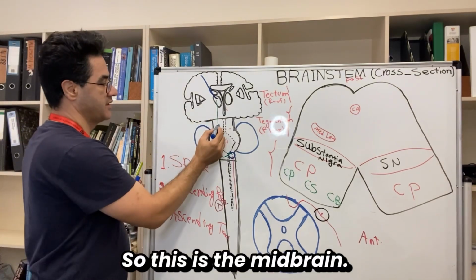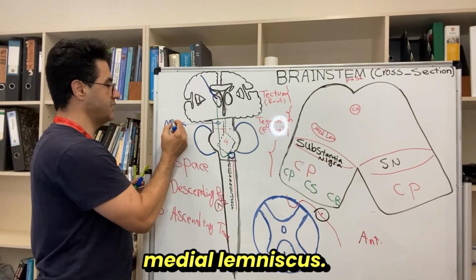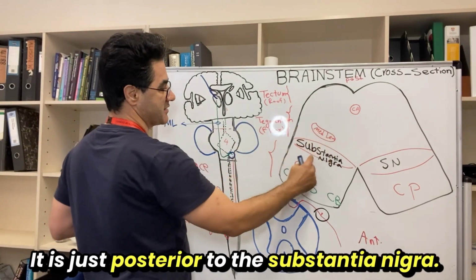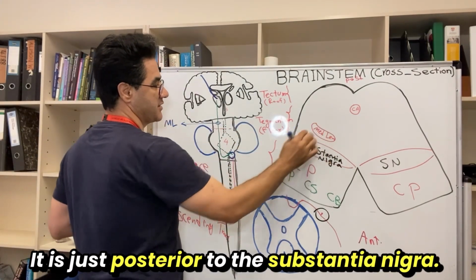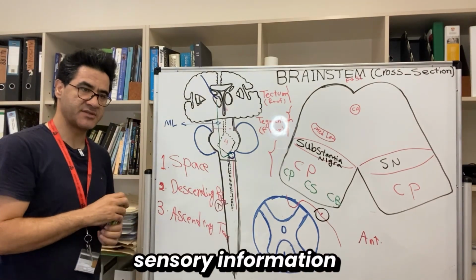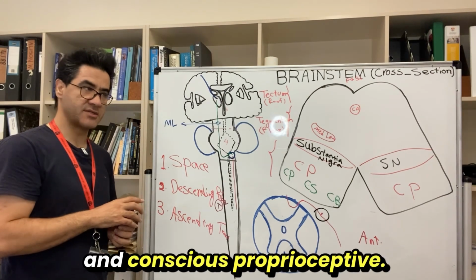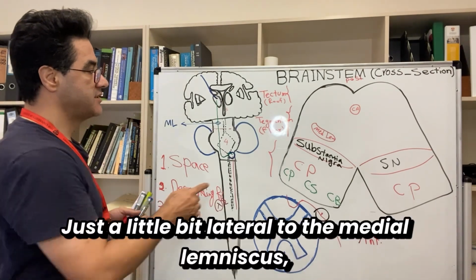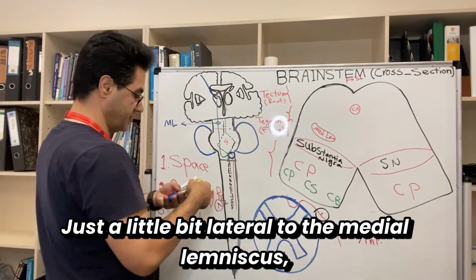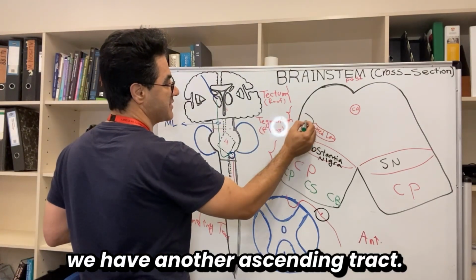So this is the midbrain. In the midbrain we have the medial lemniscus. It is just posterior to the substantia nigra, and it's carrying the specific sensory information such as fine touch and conscious proprioception. Just a little bit lateral to the medial lemniscus, we have another ascending tract.